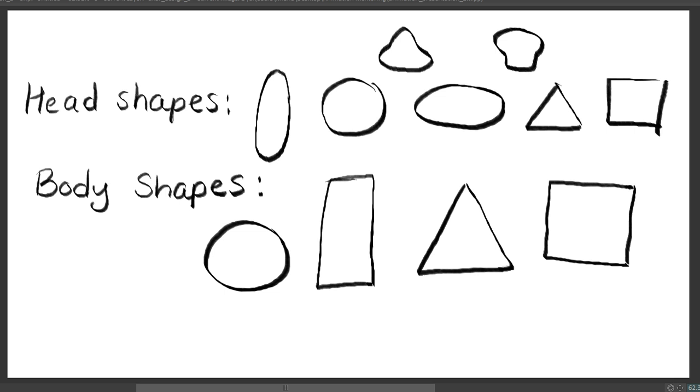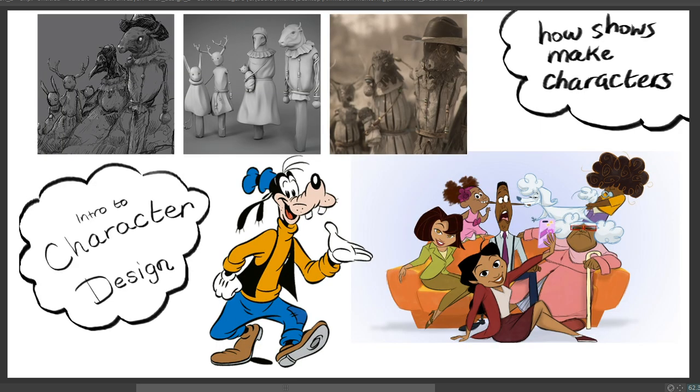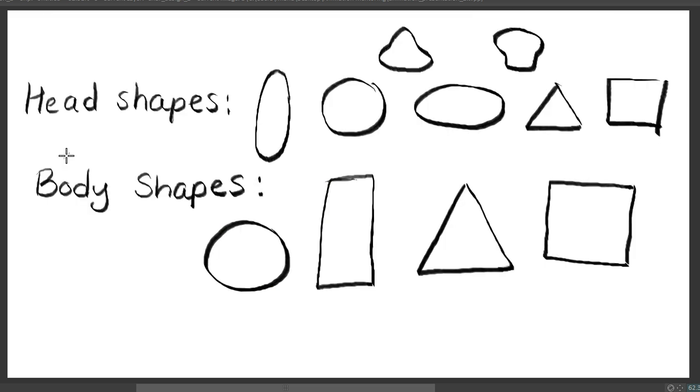So the most important thing to know is that when designing a character, it's very important to pick shapes, you know? That's how shows distinguish their characters, by making each character have a different shape to them. So for example, here I have the Proud Family, and as you can see, the dad's head is like a rectangle and the mom's head is like a circle. So here I put head shapes. There's different types of head shapes.